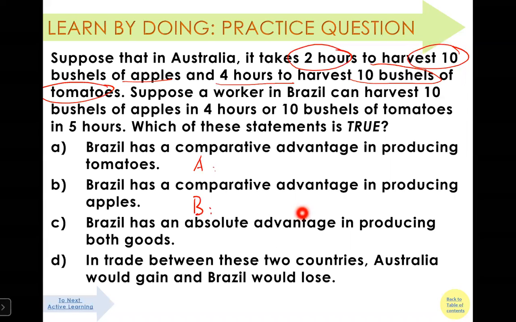Now let's see what they can produce. Start with Australia. 2 hours to harvest 10 bushels of apples. So why not we normalize the time, right? Let's just look at how much they can produce in 1 hour. So in 1 hour, how many apples are they going to harvest? They're going to have 5 apples. Let's say 5A.